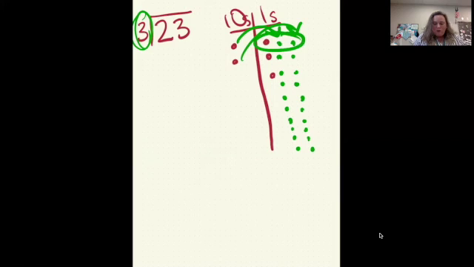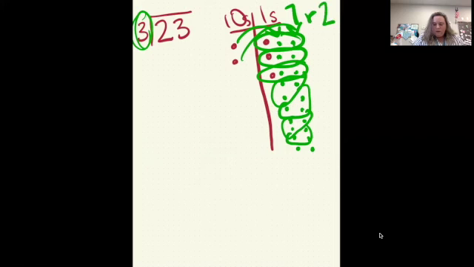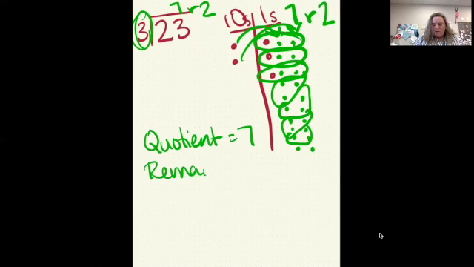So there's 1 group of 3, 2 groups of 3, 3 groups of 3, 4, 5, 6, 7 groups of 3. And there's 2 remainder. So then 23, I have 7 groups of 3 with a remainder of 2. So again, relating that to the vocabulary, that this is quotient equals 7 and that my remainder equals 2.